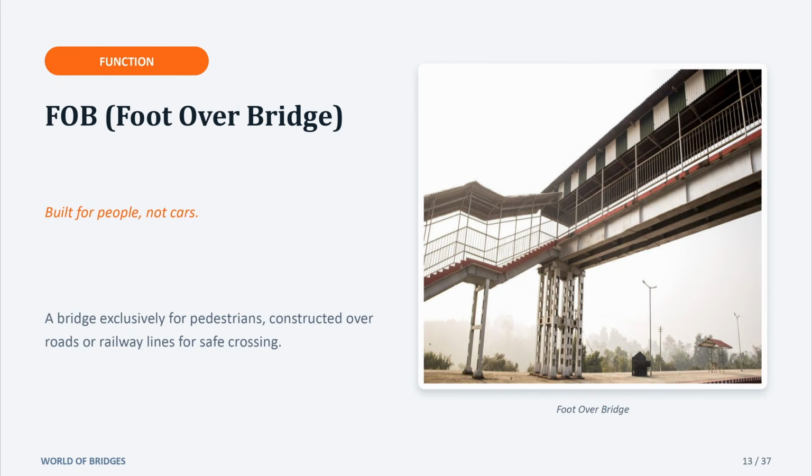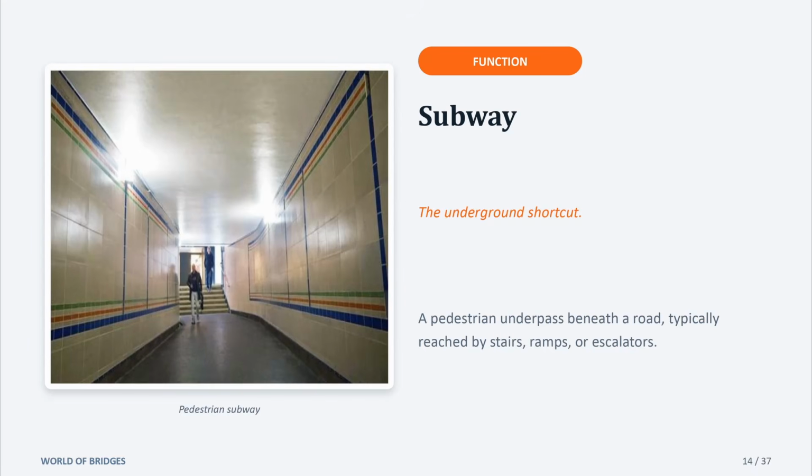FOB. The foot over bridge, exclusively for the pedestrians. Built over roads or railway lines. If you have used a staircase and bridge combo to cross train tracks safely, that is also an FOB. And finally, a subway. It's a pedestrian underpass beneath a road, usually reached by stairs, ramps, or escalators.